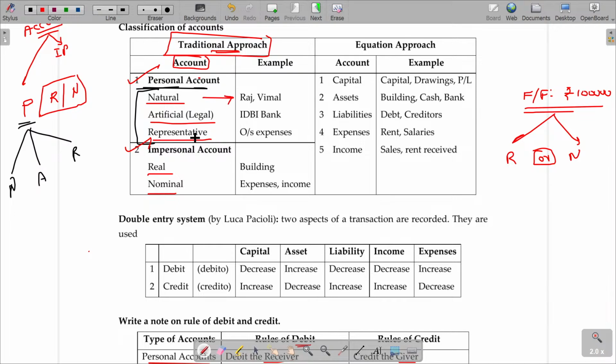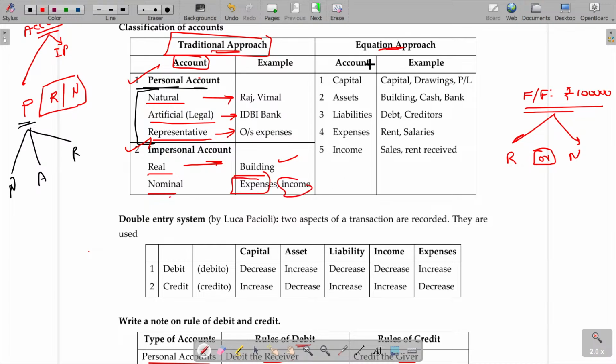Examples for natural being some proper name, you and me, Raj and Bimal. Artificial legal, IDBI Bank and SBI Bank and your institutions, whatever it may be. Representative personal account, usually the nominal account will have some prefix and suffix like outstanding, accrued, advance and all will be called representative personal account. Real account will have some tangible value, like a building. Nominal may be expenses and income.